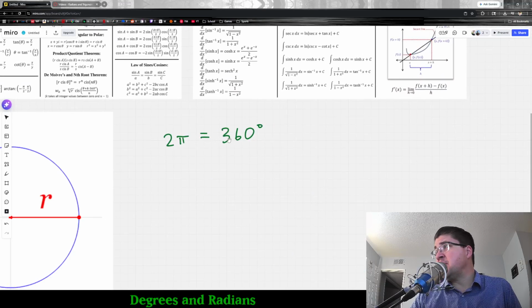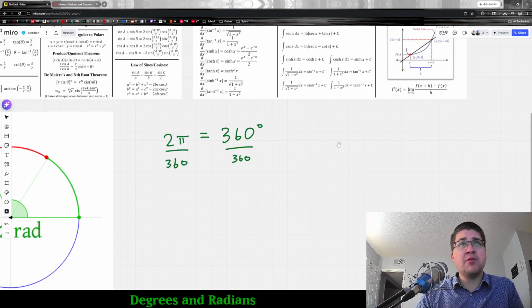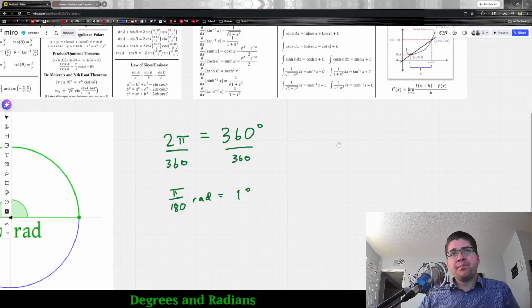like any sort of unit definition, like say we define 12 inches as 1 foot and we want to convert back and forth, you can treat it as an equation and solve for one or the other. So say we wanted to solve for 1 degree, well, we could divide by 360. That would give us 2 pi over 360, which would reduce down to pi over 180. So one way you can think about this is 1 degree is equal to pi over 180 radians.